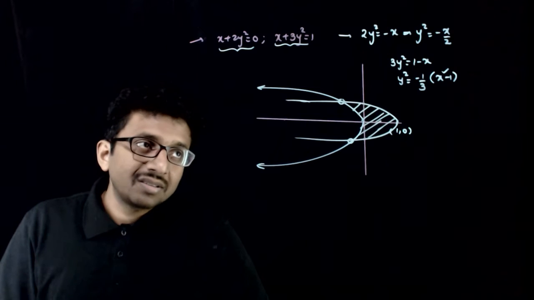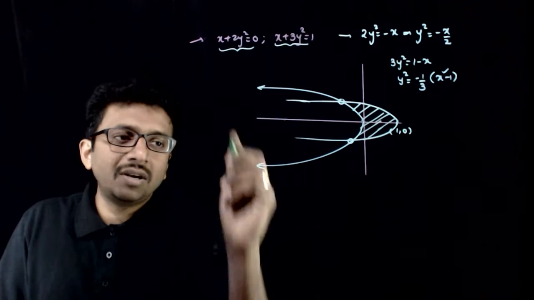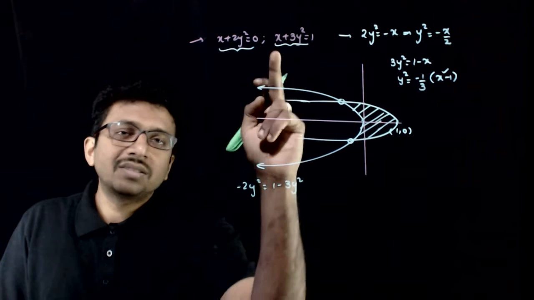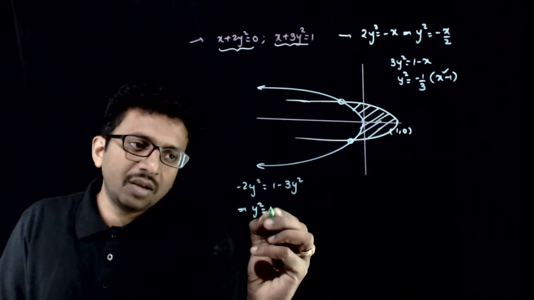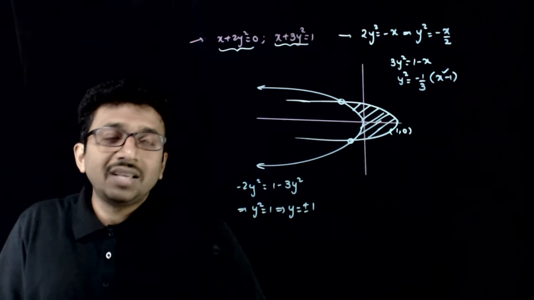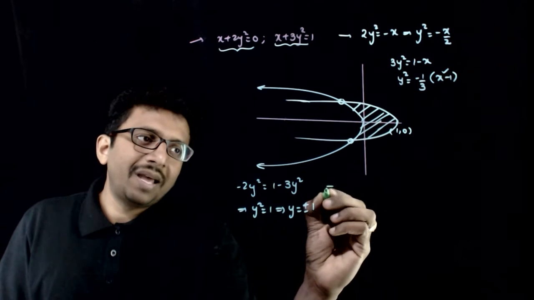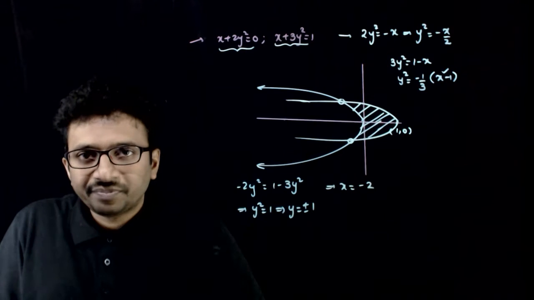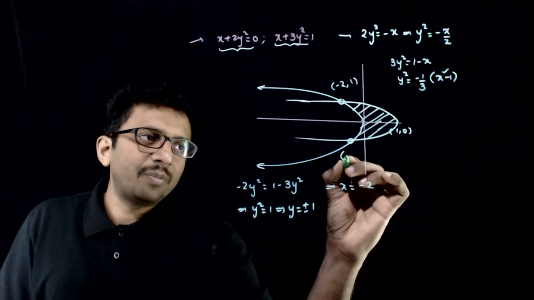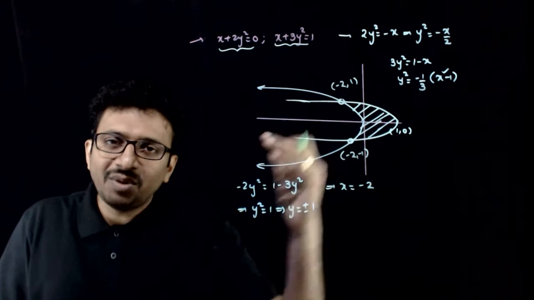To do this, first let us find the points of intersection. To find the points of intersection, x = -2y² = 1 - 3y². This implies y² = 1, so y = ±1. And y = ±1 implies x = -2. So one of the points of intersection is (-2, 1), and the other is (-2, -1). They intersect symmetrically above the x-axis and below the x-axis.